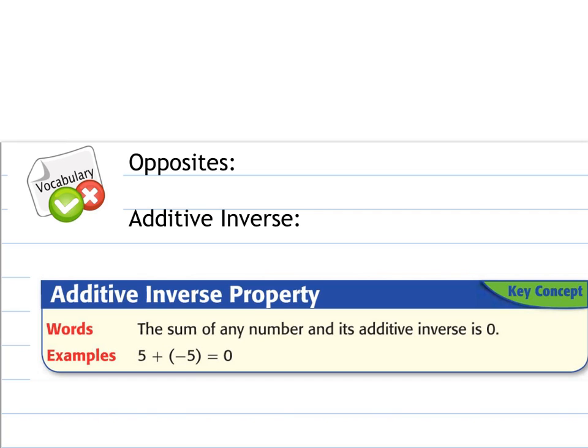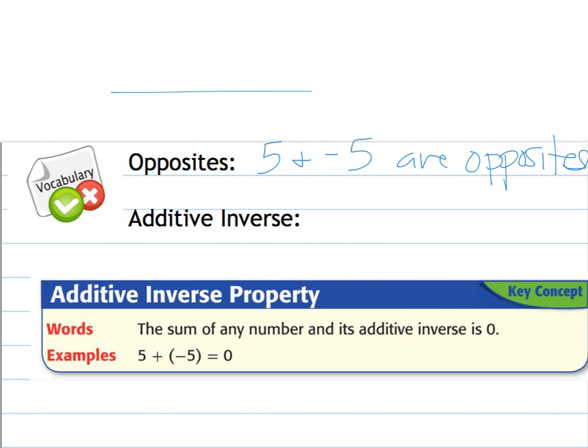So how does this make sense? Let's see. Opposites. Opposites are numbers that are equal distance from 0. So for example, 5 and negative 5 are opposites, because on a number line, they are an equal distance from 0. So if I have 5, and I were to add a negative 5 to it, that would mean going this way, and I'd get to 0.